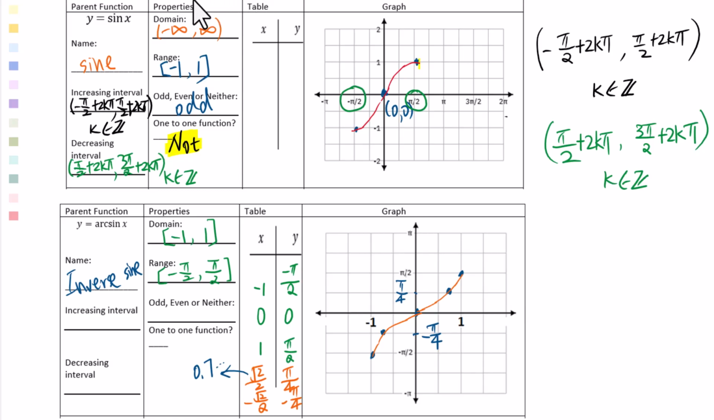This is an odd function because it's symmetrical about the origin. It is a one-to-one function. From left to right, the graph is increasing. So in its domain between -1 and 1 is the increasing interval, no decreasing interval.